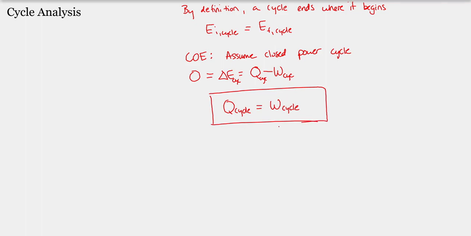It doesn't matter what the fluid is. It doesn't matter what type of power plant it is. It's always true. It's a statement of the conservation of energy. So again, always true. All we have to do is make sure that our system can be described as a cycle, and it does indeed have the initial state equal to the final state. Okay, so that's the generic description of a cycle.